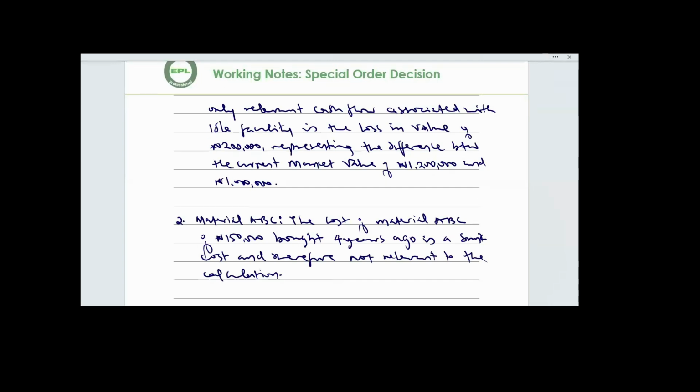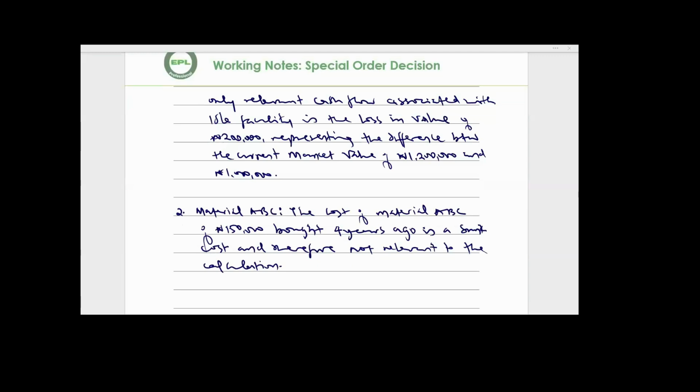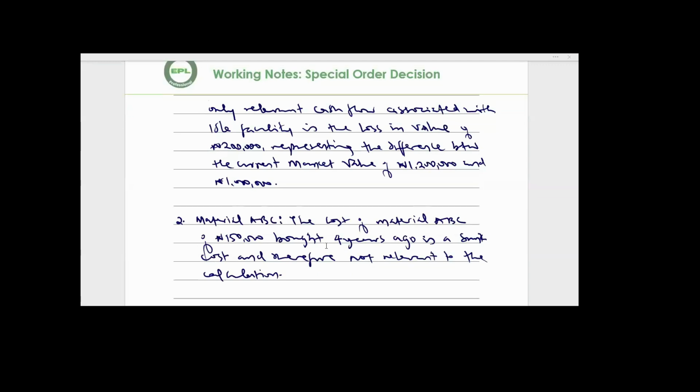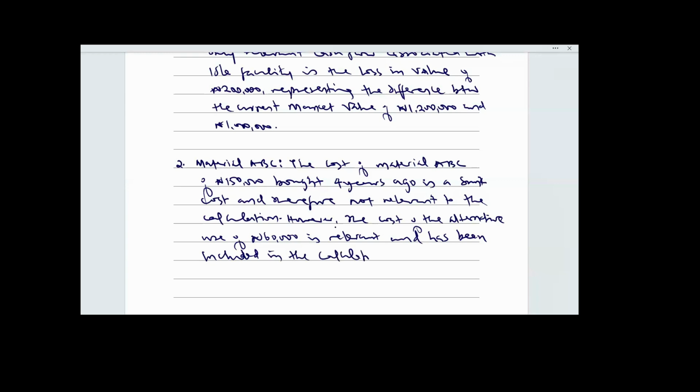So no need to talk too much story. That's it. That's what we did in that one. If you like, you can comment on the alternative use. If you like, you can just ignore it. However, you can say, however, the cost of the alternative use of 60,000 naira is relevant and has been included in the calculation. So that's that.